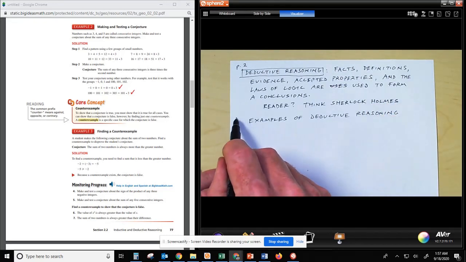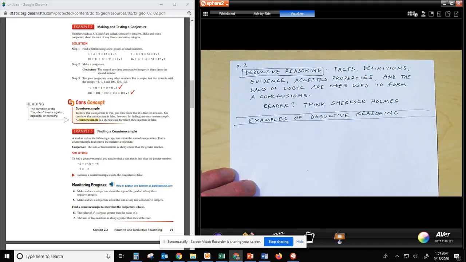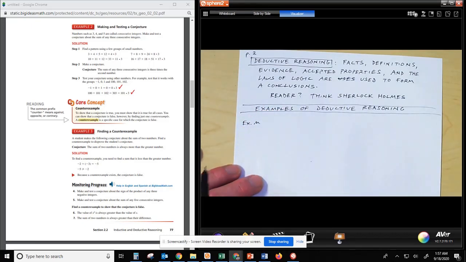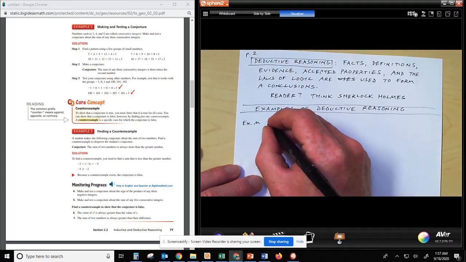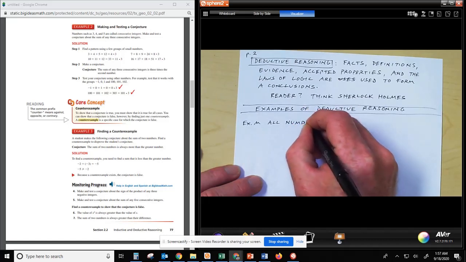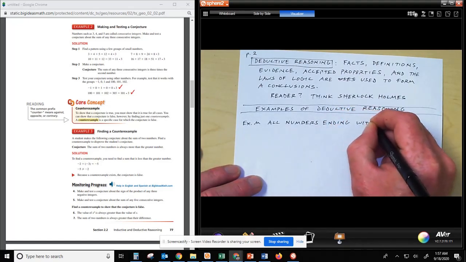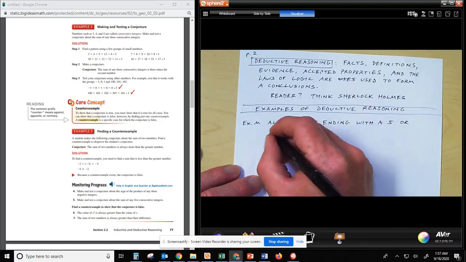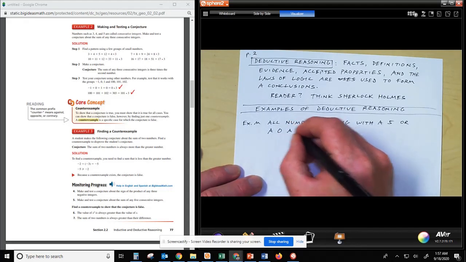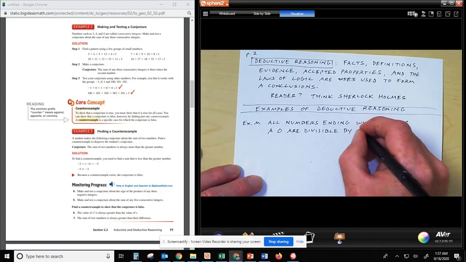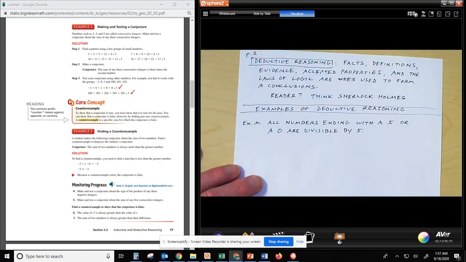And I'm going to give my little double lines here again. Okay, not in the book. So kind of an example from Mr. Mitchell. Here is a phrase that uses deductive reasoning. All numbers ending with a 5 or a 0 are divisible by 5. And you probably know this from way back. Any number that ends in a 5 or a 0 is divisible by 5. You can divide it by 5 and get an even number. So, all numbers ending with a 5 or a 0 are divisible by 5.